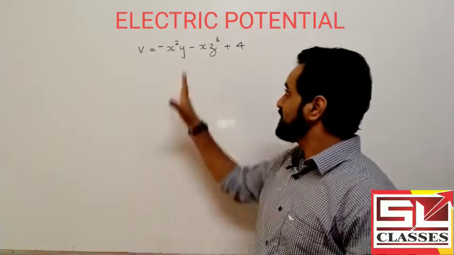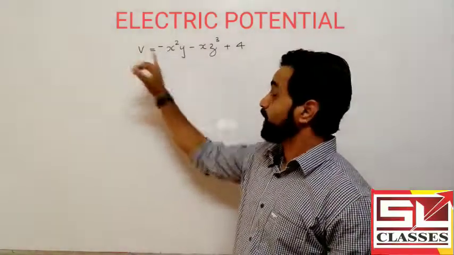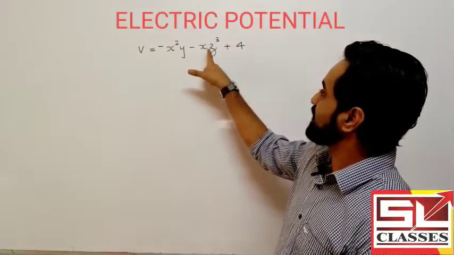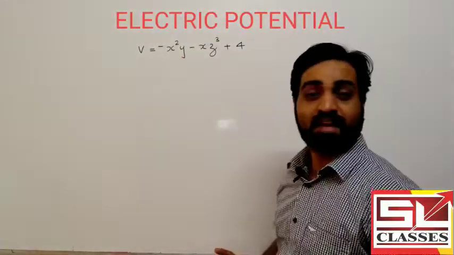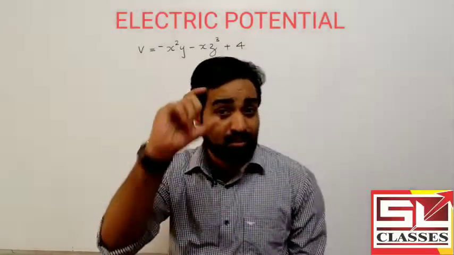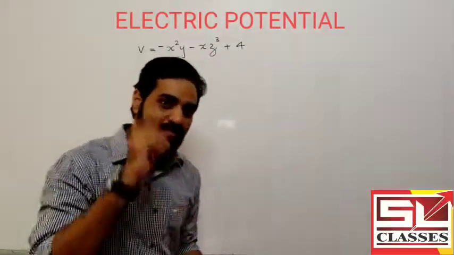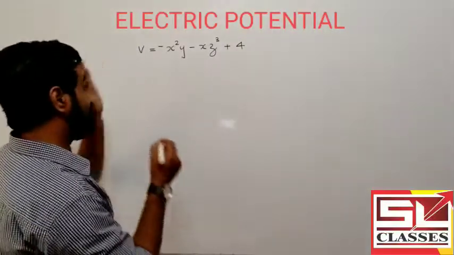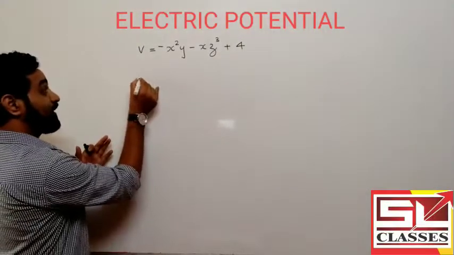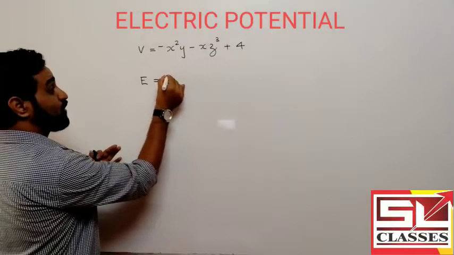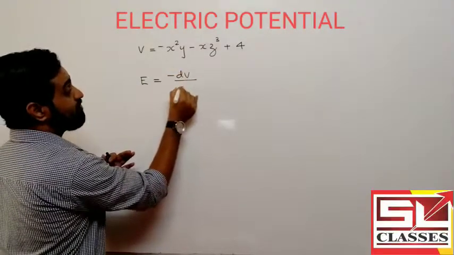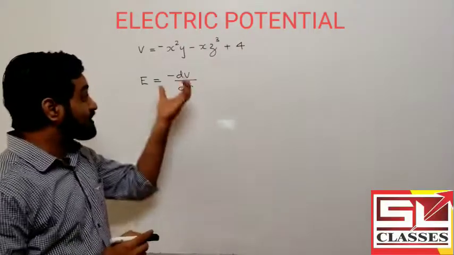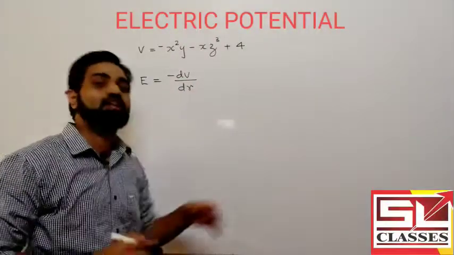Okay students, this is the function given for potential. V is given as minus x square y plus x z cube plus 4, and we have to find the electric field intensity. In the previous section also we have done a similar question, and there we know the electric field intensity was E is equal to minus dV by dr. Okay, it is the negative derivative of potential.